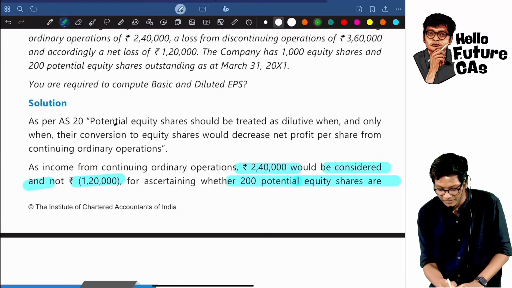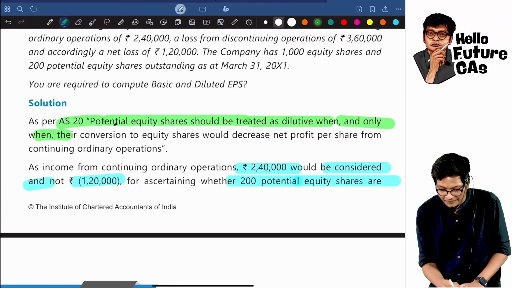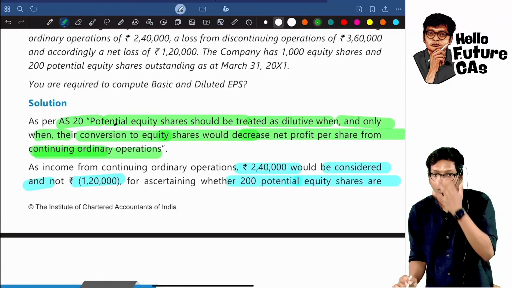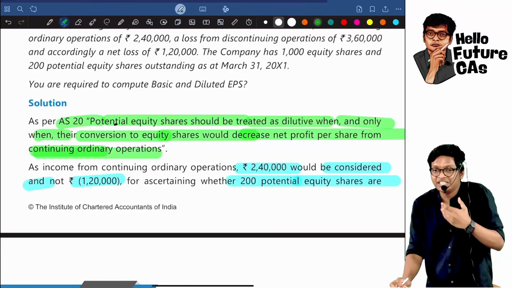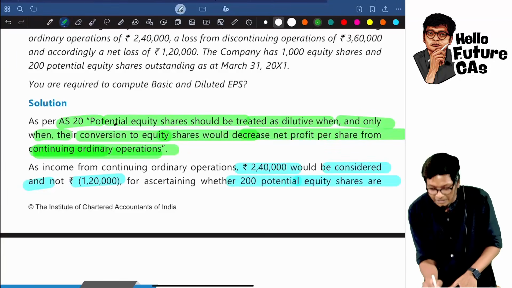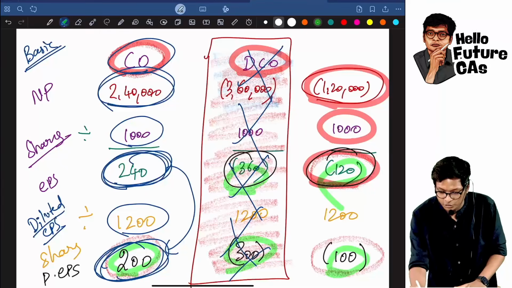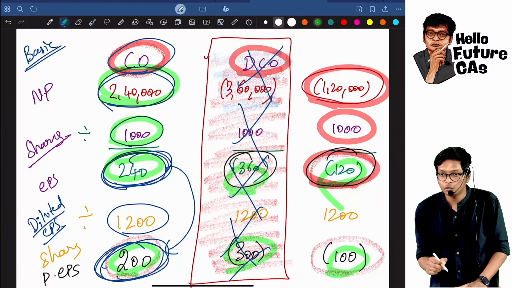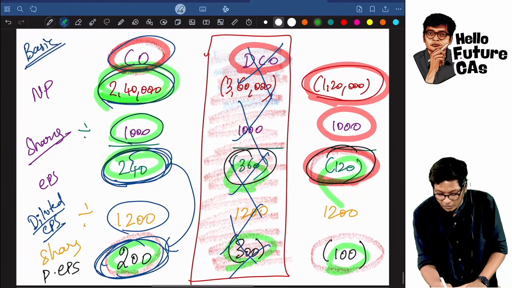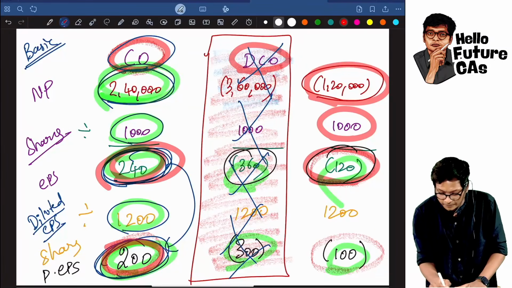Let me finish off. As per AS 20, potential equity share should be treated as dilutive only when their conversion to equity would decrease net profit per share from continuing operation. That is the concept. So they are saying, for including potential equity shares, you consider only continuing operations. Why? Because discontinuing will be taken off next year. See, for continuing 2,40,000 by 1000 becomes 240. Next year 2,40,000 by 1200 becomes 200. Therefore 240 is becoming 200.